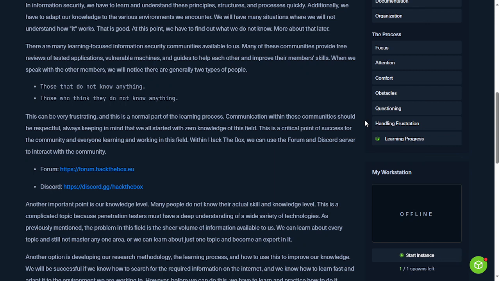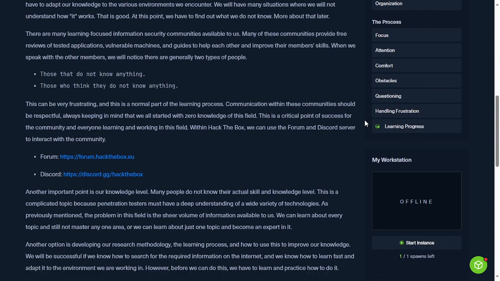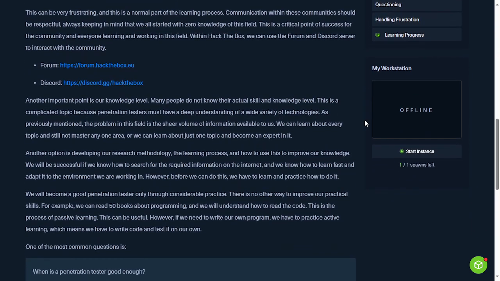There are many learning-focused information security communities available to us. Many of these communities provide free reviews of tested applications, vulnerable machines, and guides to help each other and improve their members' skills. When we speak with the other members, we will notice there are generally 2 types of people: those that do not know anything, and those who think they do not know anything. This can be very frustrating, and this is a normal part of the learning process.